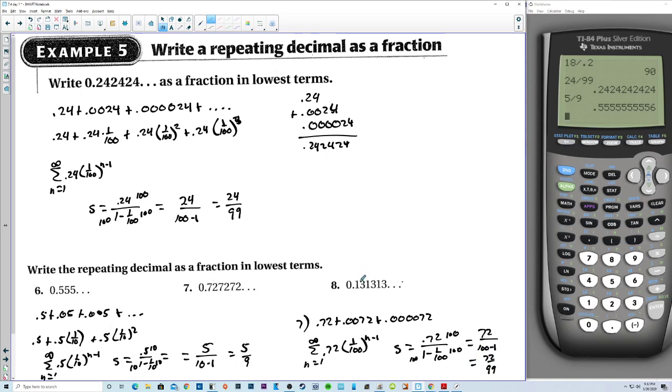I think you're kind of seeing a pattern here. I wonder what 13 divided by 99 is. I'll be darned. And then 72 divided by 99. There we go. 0.72 repeating.